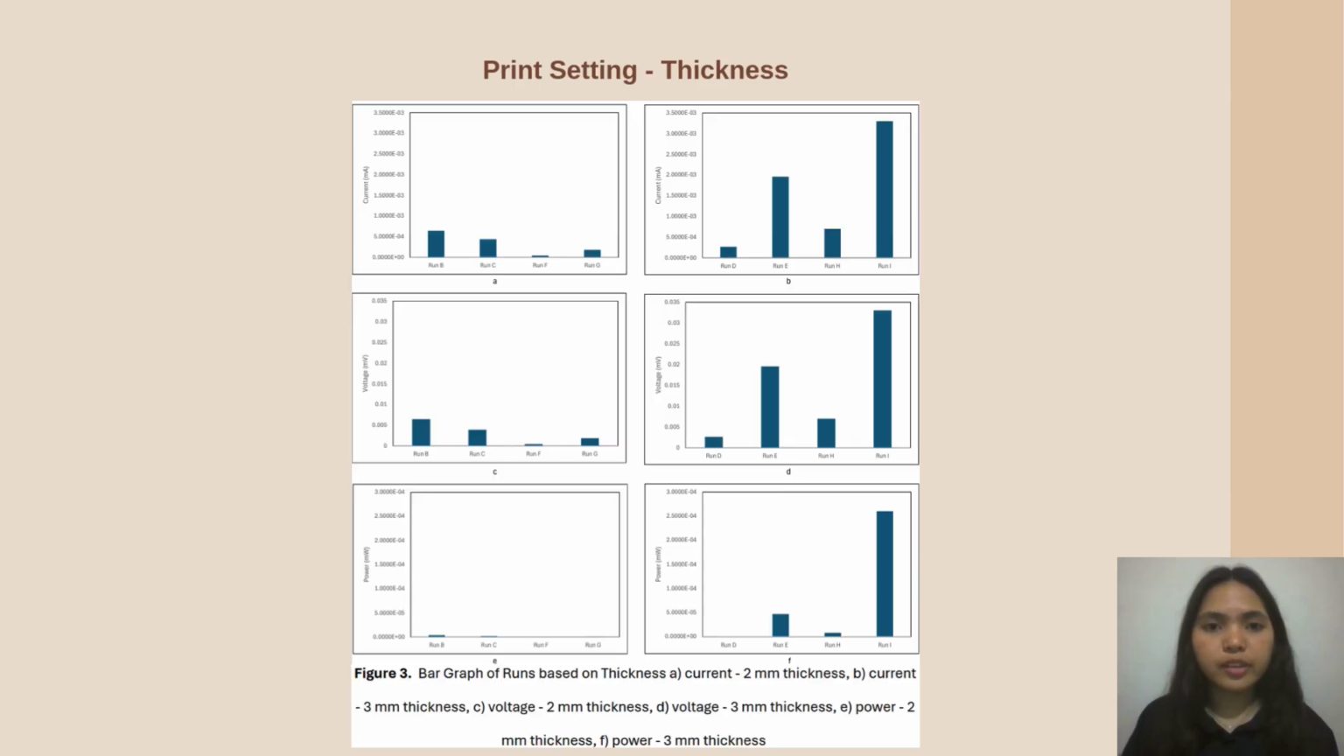Figure 1 compares the current, voltage, and power outputs of the 8 samples based on their thickness. Samples with a 3 mm thickness consistently outperformed those with 2 mm, highlighting the significant impact of separator thickness on MFC performance. Thicker membranes reduce reactant crossover, preserving redox reactions and enhancing overall efficiency.